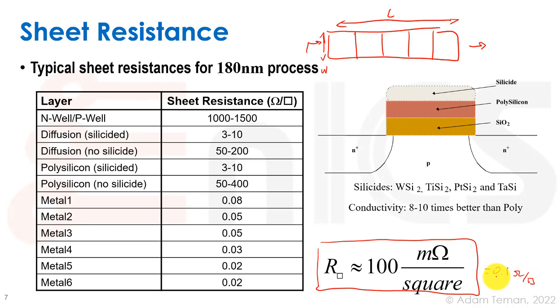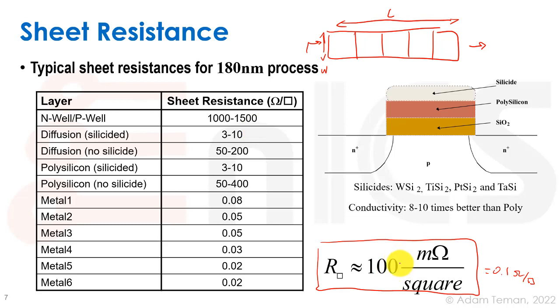So here's a table from some technology, and you see that it depends on what the metal layer is, and that's because the higher metal layers will have a higher height. Okay, they may also be different materials, and of course, if we use polysilicon or diffusions or an N-well or P-well to be our resistor, they will have a higher resistance level.